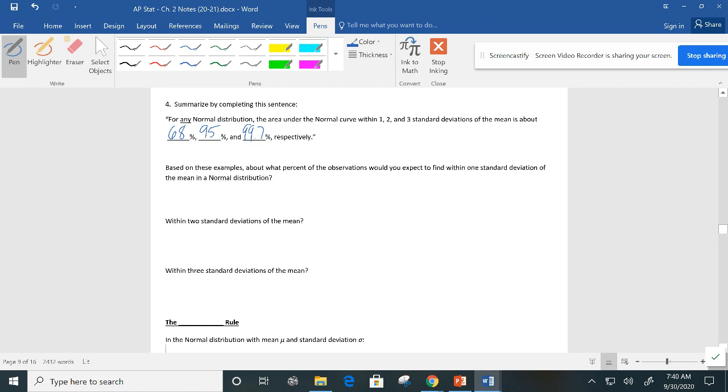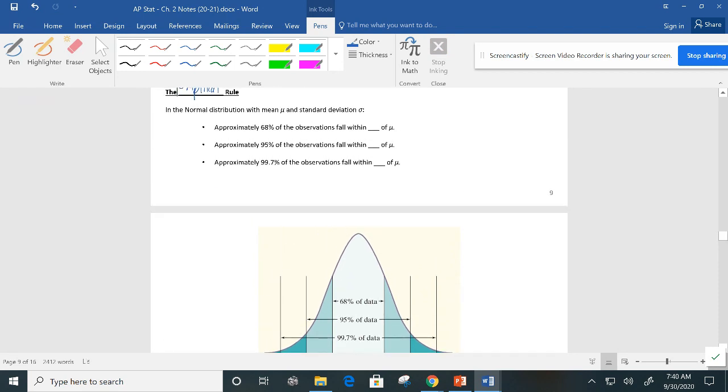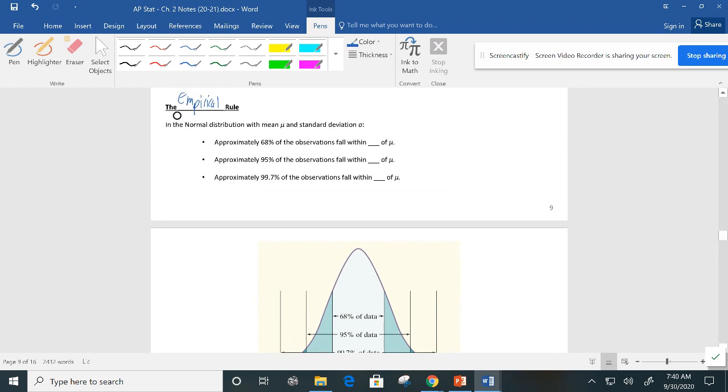Just following through with that, we would expect that 68% would be within 1 standard deviation of the mean, 95% within 2, and 99.7% within 3. That rule is called the empirical rule. And writing it one other way, approximately 68% of the observations will fall within 1 standard deviation of mu, 2 standard deviations of mu for 95%, and 3 for 99.7.